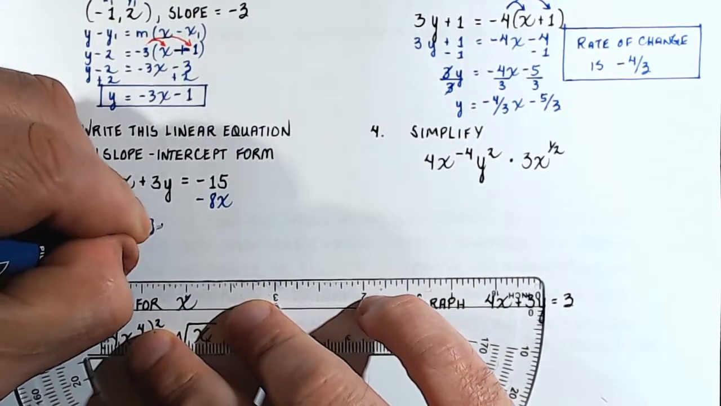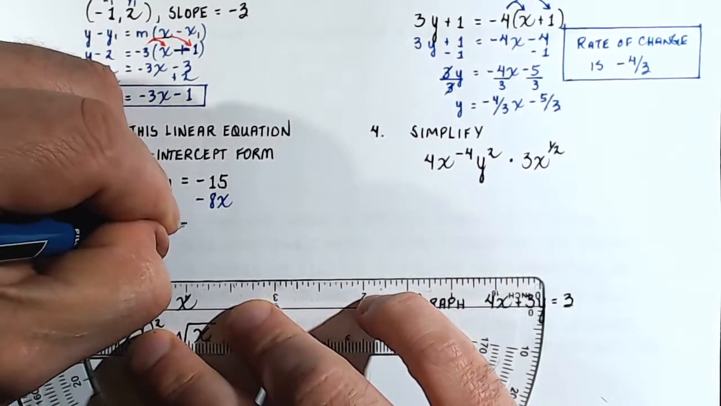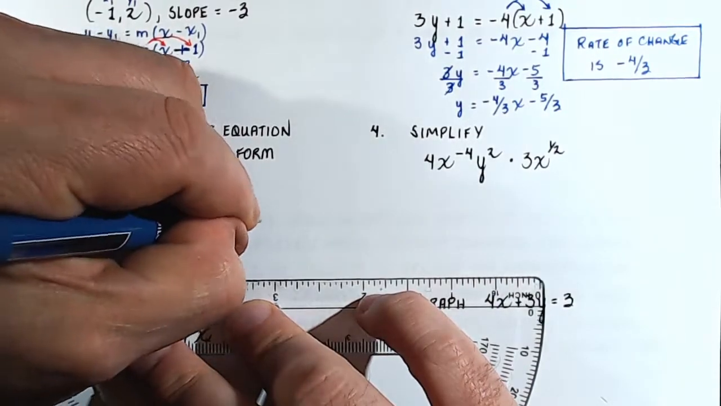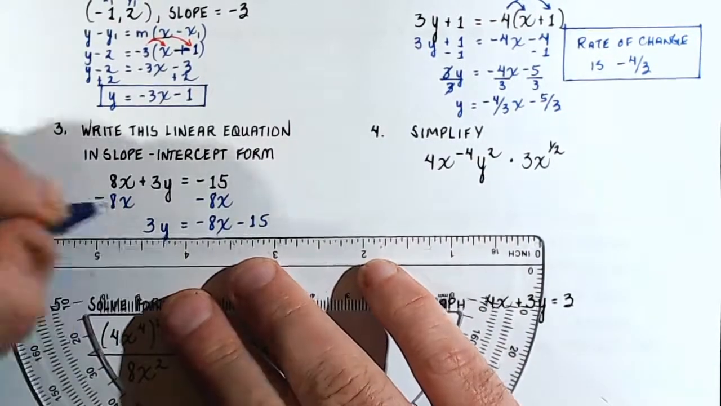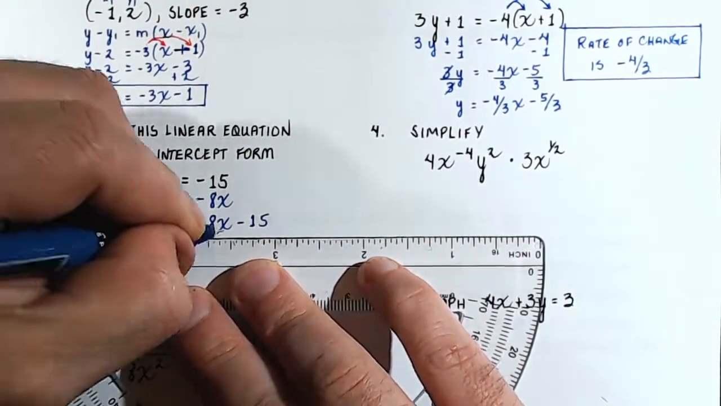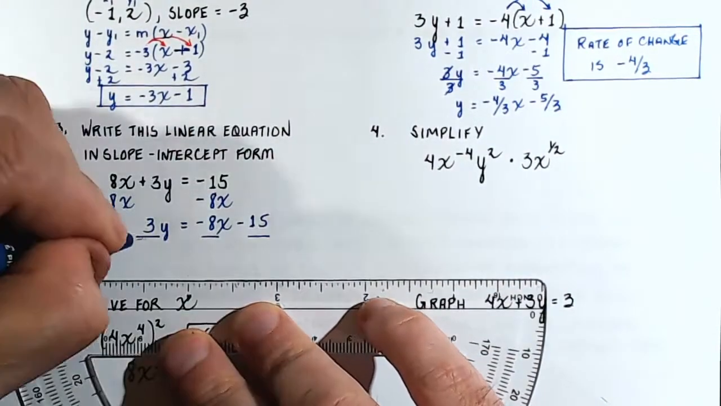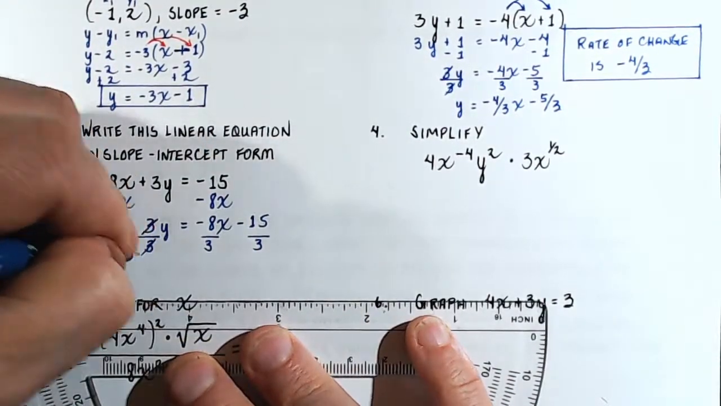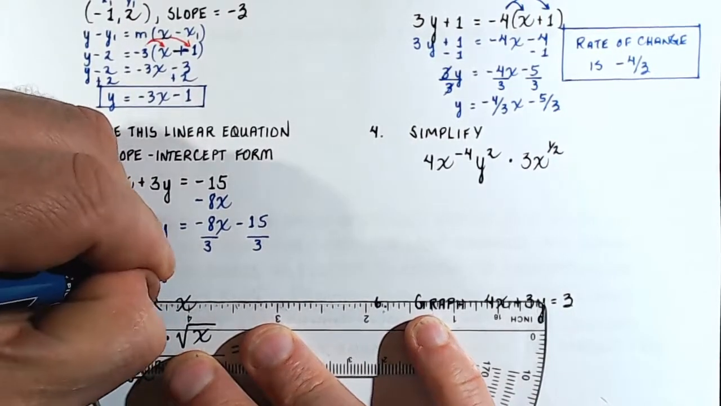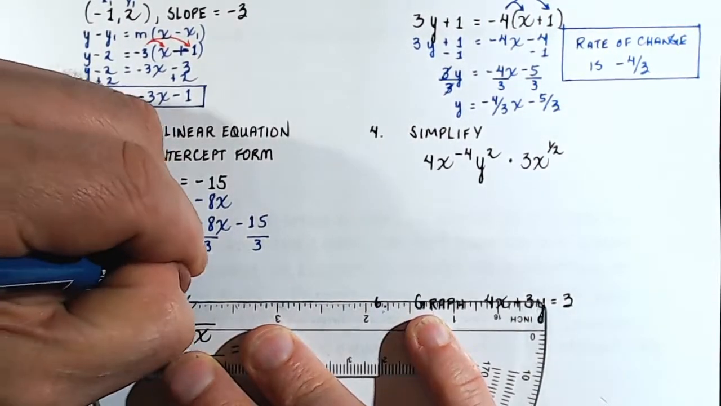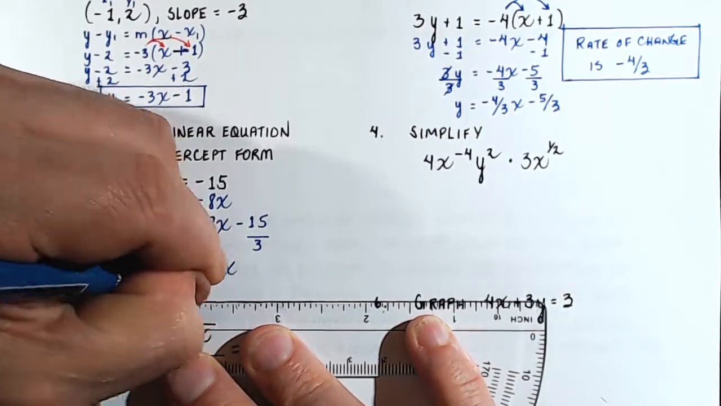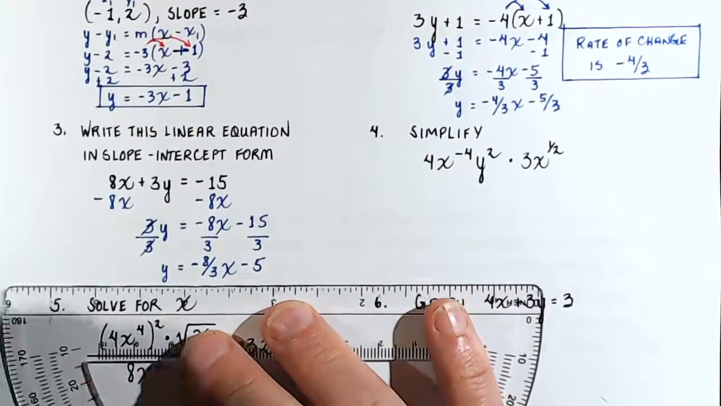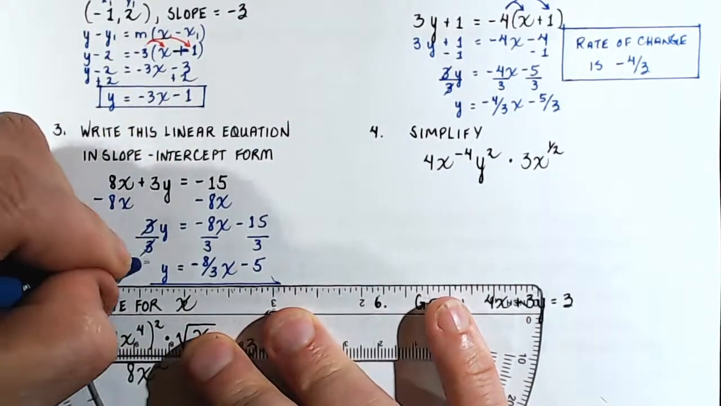I have 3y equals negative 8x minus 15. Divide through each term by 3. Cancel the 3's on the left, and I get y equals negative 8/3 x. 15 divided by 3 is 5, so minus 5. Okay, so that's the equation in slope-intercept form.